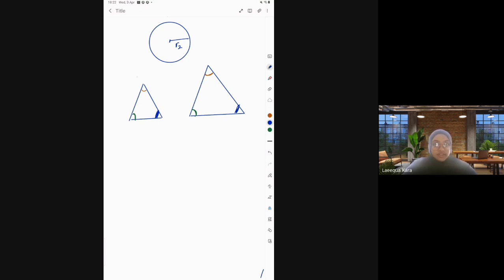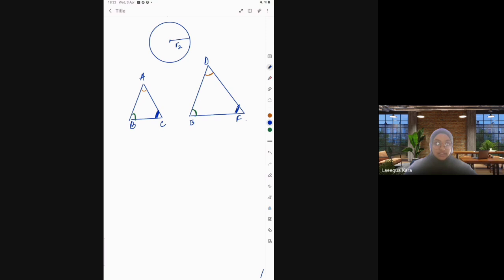So I have a triangle ABC and this is a triangle DEF. If I say that angle A is equal to angle D and angle B is equal to angle E, then automatically angle C will be equal to angle F.